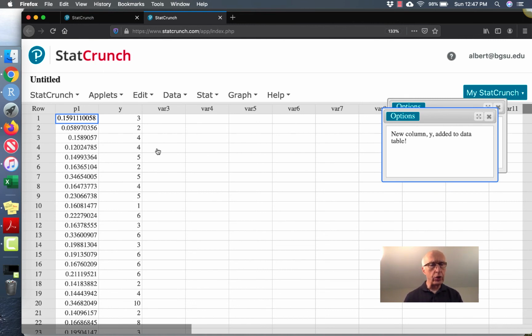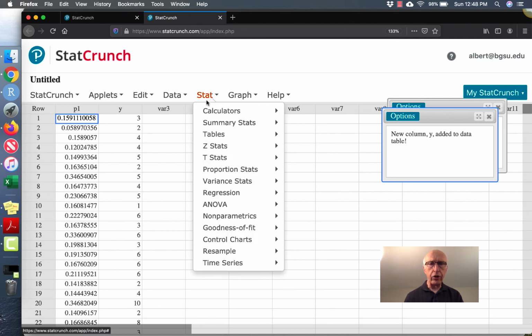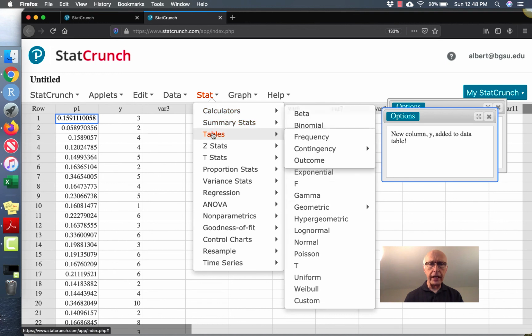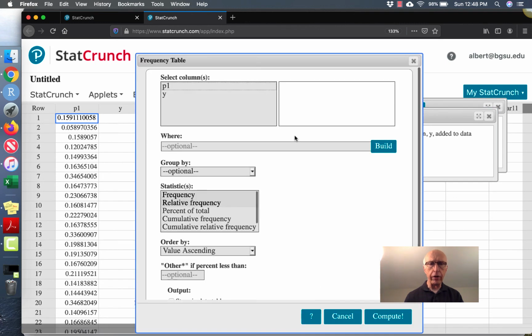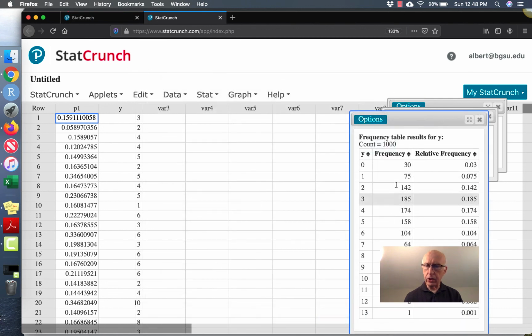So if I want to learn about the probability of different values, what I can do is go to the tables and do a frequency table of the values of Y. And so it tells me, for example, the probability of observing y equals 0 is around 0.03. The probability of 1 is 0.075, etc.